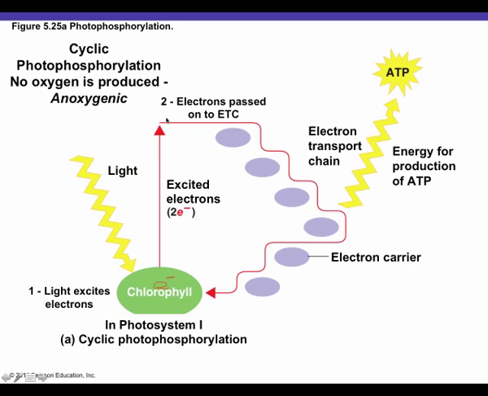Chlorophyll passes those electrons to an electron transport chain. What? Yes, that exact same electron transport chain we've talked about. So it's a series of electron carrier enzymes in the membrane. Every time the electrons get passed, what happens?